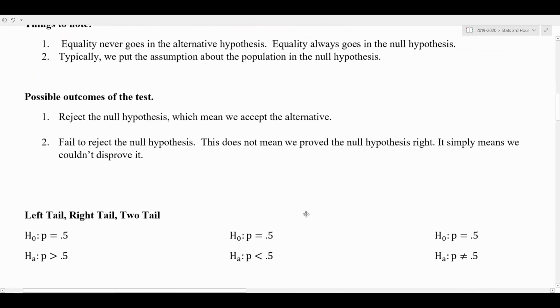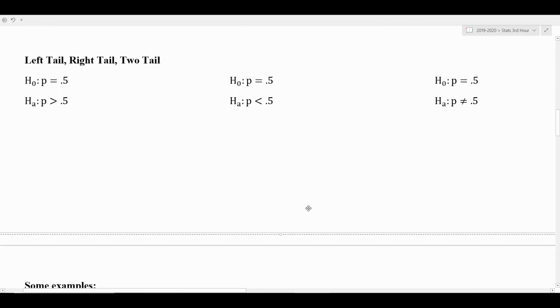Also, in the last video, I had promised that we would talk about this left tail, right tail, two tail thing, and we made some notes in the previous video about when it was left tail, right tail, and two tail. So I'm going to talk about that briefly here to give you some insight.